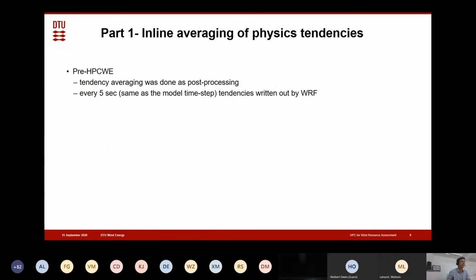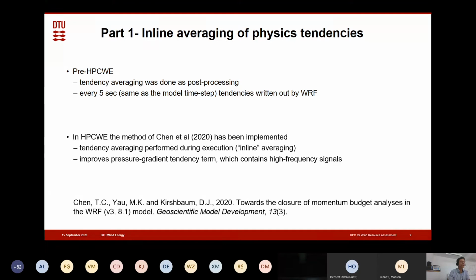The first one is related to the inline averaging of the physics tendencies. Prior to this project, the tendency averaging was done as post-processing. For each time step of the WRF modeling, every 5 seconds, tendencies were written out by the WRF model. Now inside this project, it's been possible to implement the method of Cheng et al. 2020 into WRF, which allows the tendency averaging to be performed during the execution, what is called inline averaging, and improves the pressure gradient tendency term, which contains a lot of high frequency signals that don't have an impact on the larger resource needed. It's just noise that is not helpful for us.